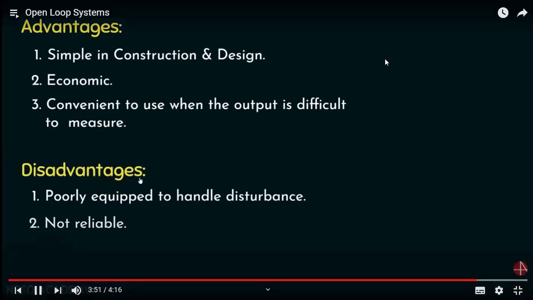And in this way, we will move on to the closed loop systems. We will discuss the closed loop systems in the next lecture.